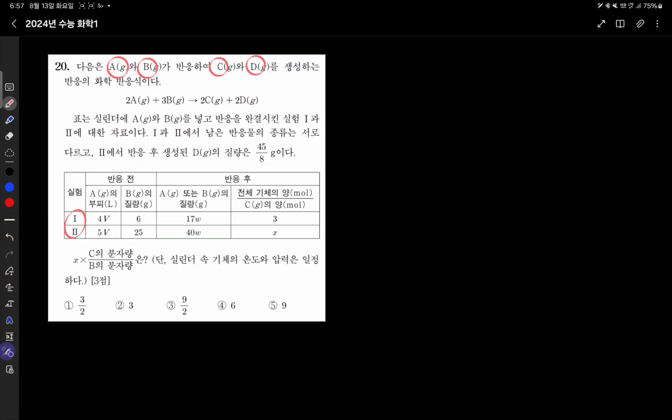And after the reaction, the leftover is different in the two experiments. So if A is left over in the first experiment, B is left over in the second experiment, for example. And the amount of gas D after the second experiment is 45/8 grams.